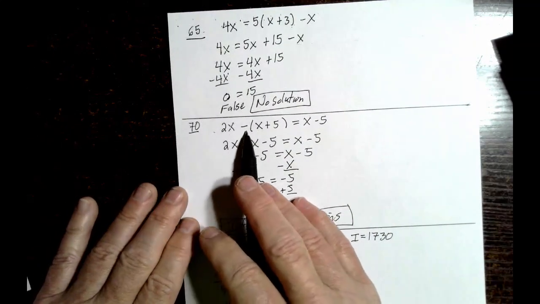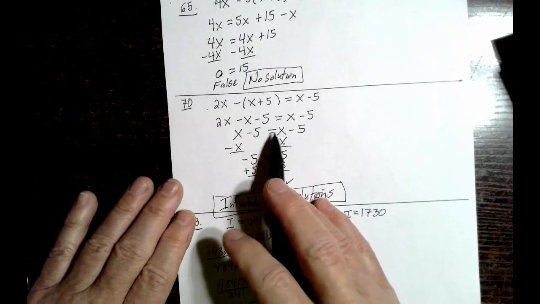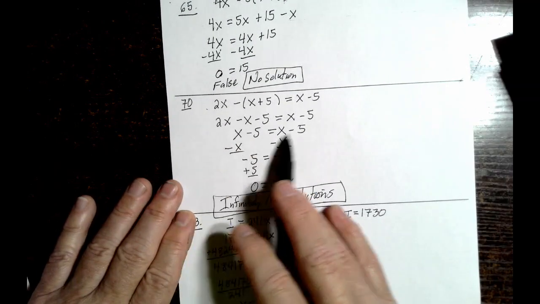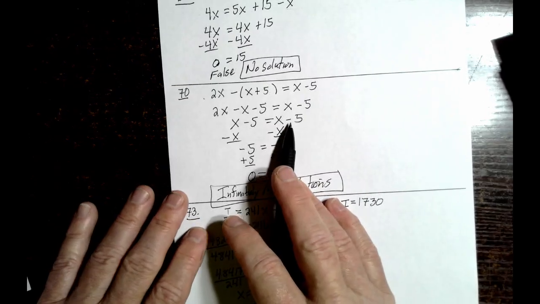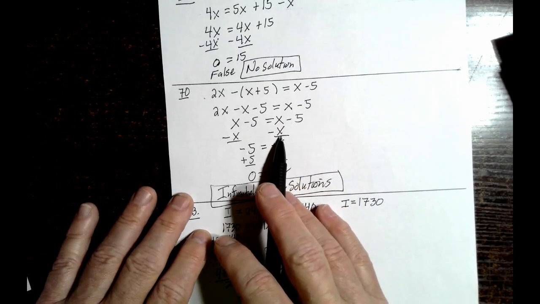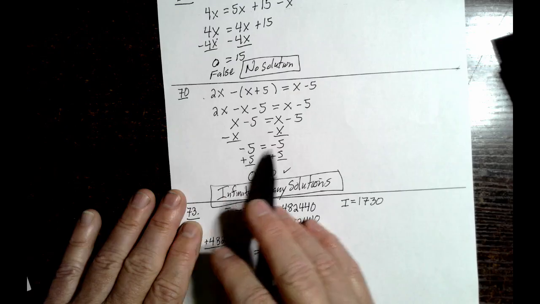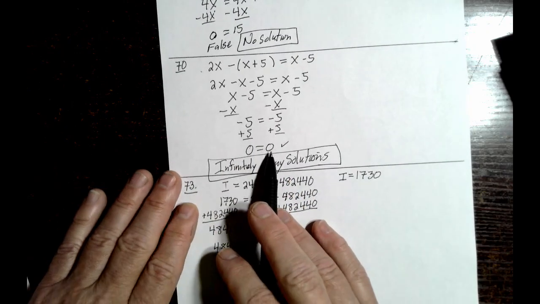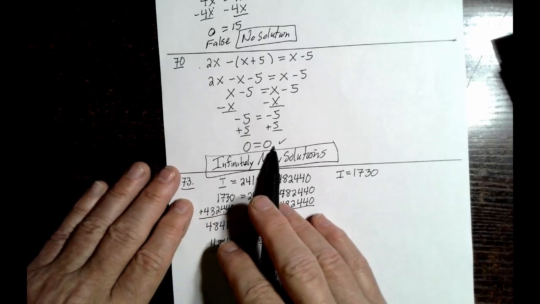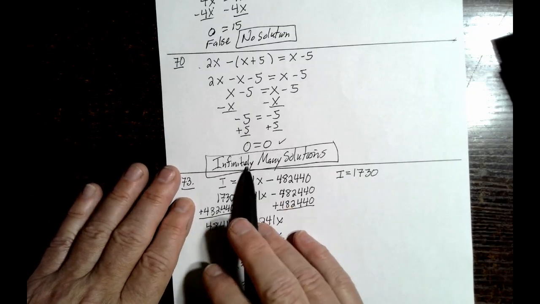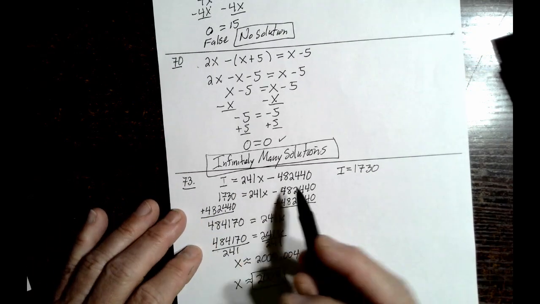And number 70, you distribute that negative sign. Okay, and you combine like terms and you get this guy here. And you can stop there and realize that x minus 5 is always going to equal x minus 5, but you don't have to. You can keep going. Subtract x, add 5, and now you get 0 equals 0, which is at that point you definitely want to stop. And you realize, when does 0 equal 0? Well, always. So that means infinitely many solutions.